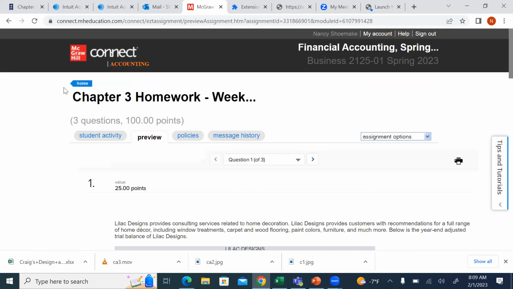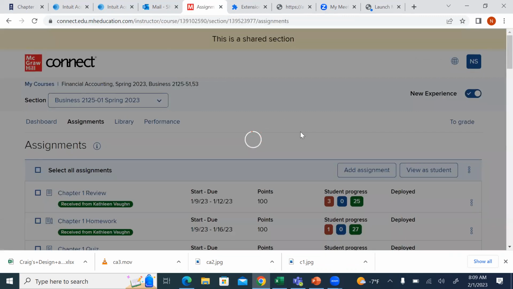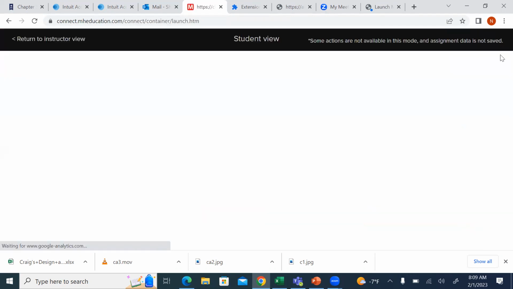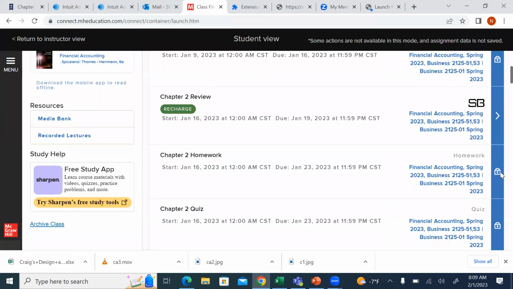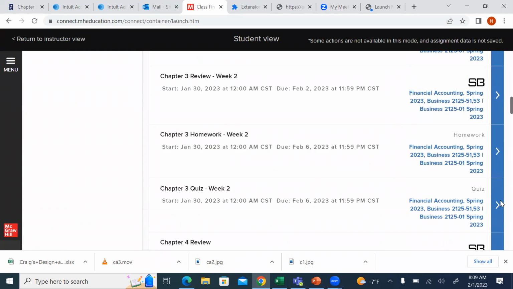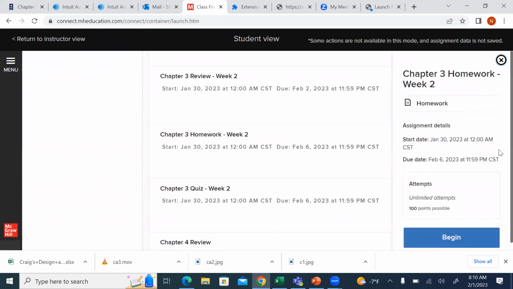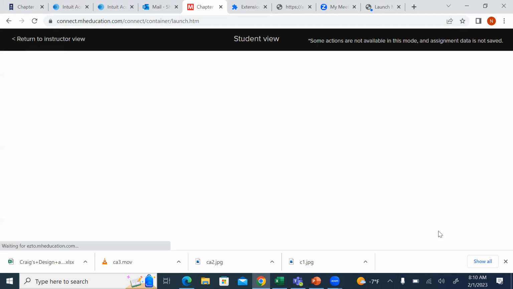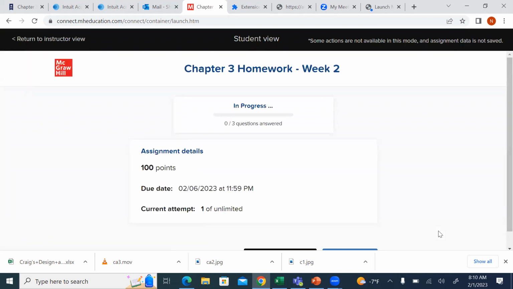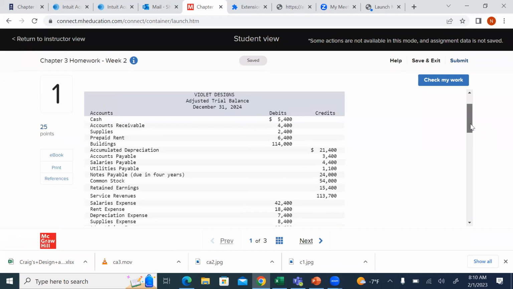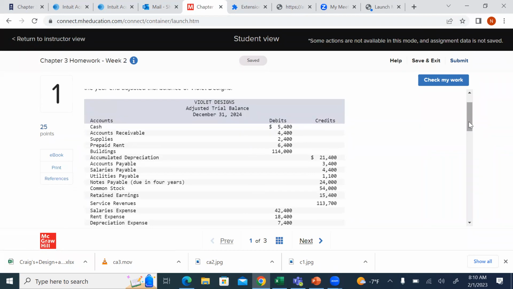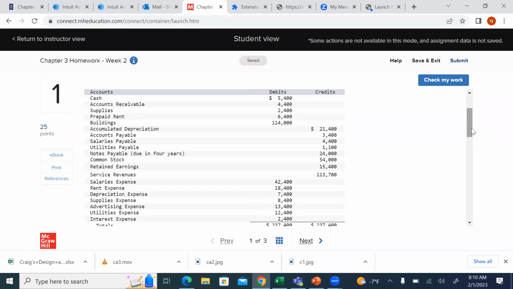So let me go here, try to get into student view. Remember, guys, homework is to help you understand the concepts. So we're going to learn. Let's do it here. Is that all right? Sometimes it's easier when you're doing it in a group.